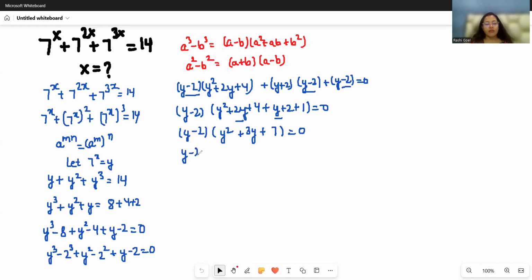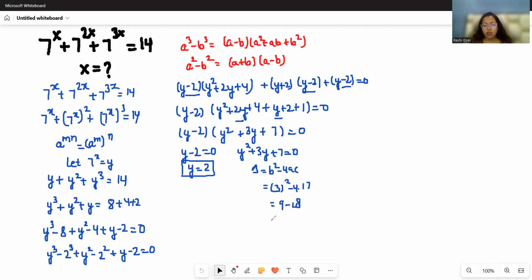So first case, when y - 2 = 0, y = 2. Now second case, y^2 + 3y + 7 = 0. So I'm going to check the discriminant, whether real roots exist or not. So it's 3^2 - 4 times 1 times 7, that is 9 - 28, that is -19, which is less than 0. So no real solution exists.